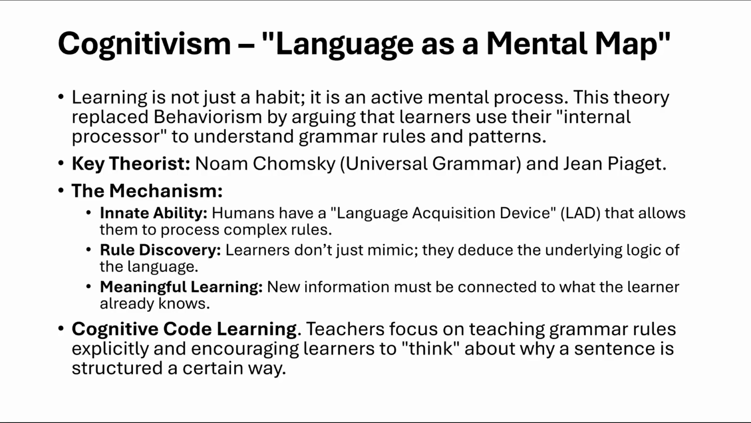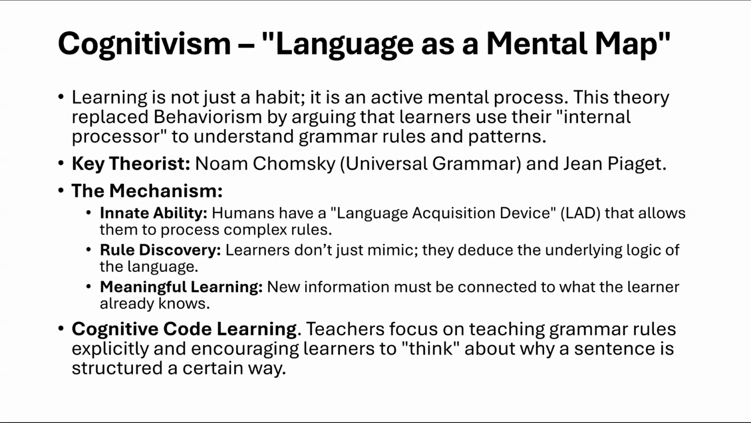So moving forward, we have cognitivism, language as a mental map. Learning is not just a habit, it is an active mental process. This theory replaced behaviorism by arguing that learners use their internal processor to understand grammar rules and patterns. Key theorists include Noam Chomsky and Jean Piaget. The mechanism, how it operates: innate ability. Cognitivism believed in the innate ability of learners. Humans have a language acquisition device, LAD, that allows them to process complex rules.